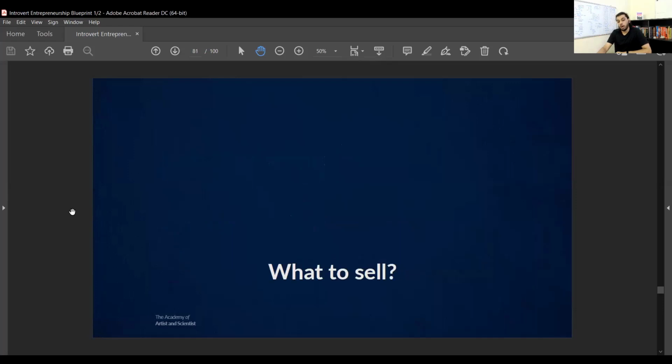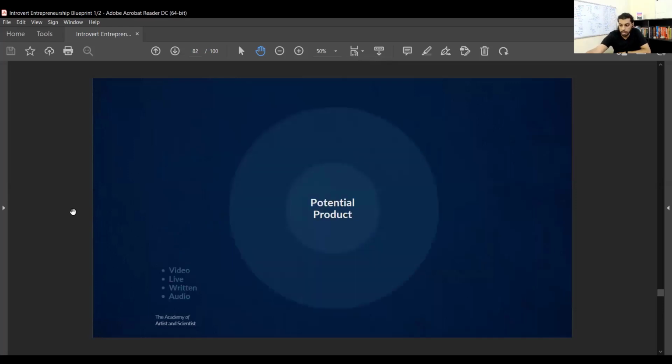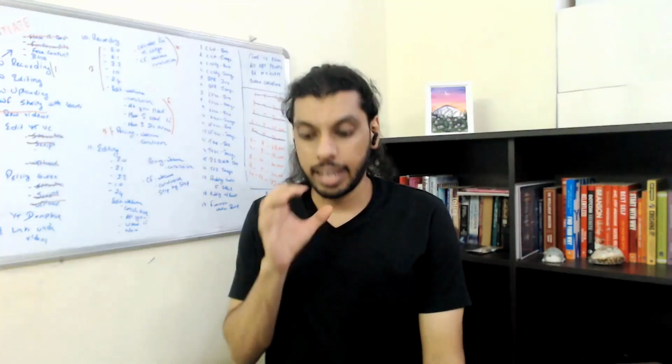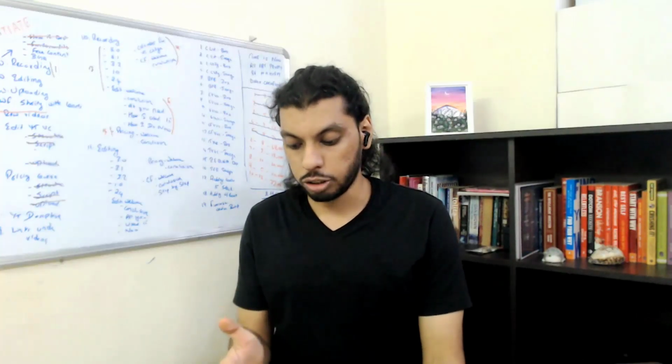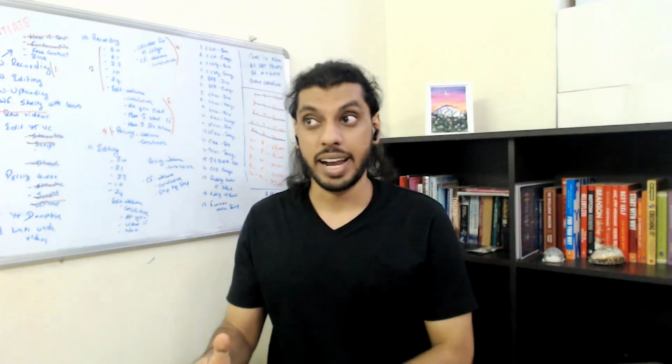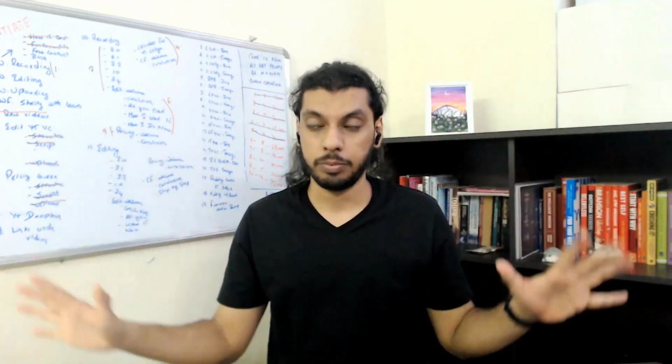Value. Now the question remains: what to sell. Write this down. Potential product. What to sell. The day I came across this one thought process of potential product, my life changed from there.